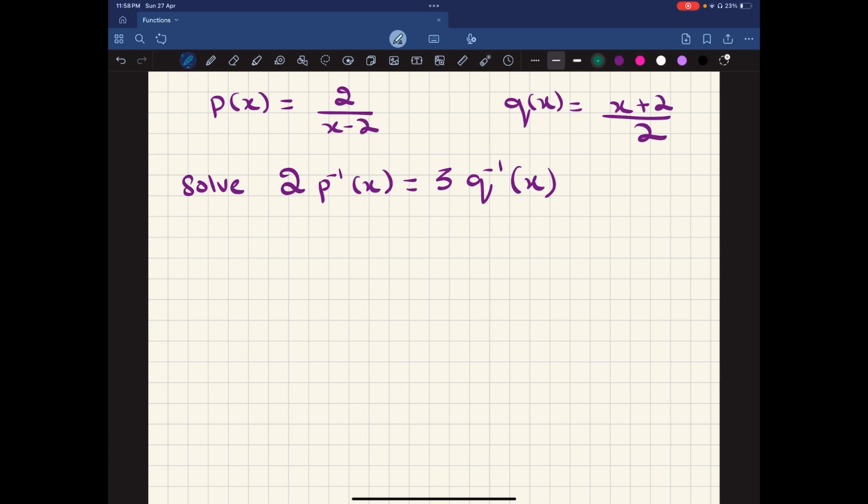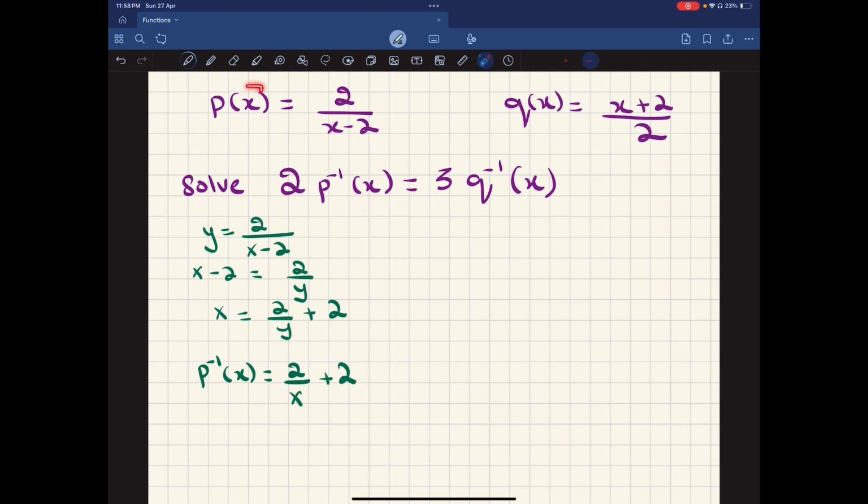We're going to replace p of x with y. We're going to make x the subject. Plus 2. And we're going to make replacements. So p inverse of x is equal to 2 over x plus 2. So what have we done? We first replaced the function with y, first step. Then we manipulated the equation such that x is the subject, step 2. And then we made the replacement: y was replaced with x, and x was replaced with the inverse function. Okay, so this was p inverse x.